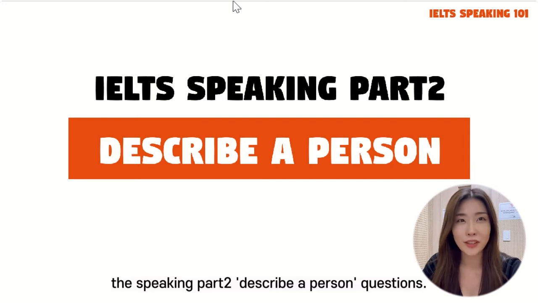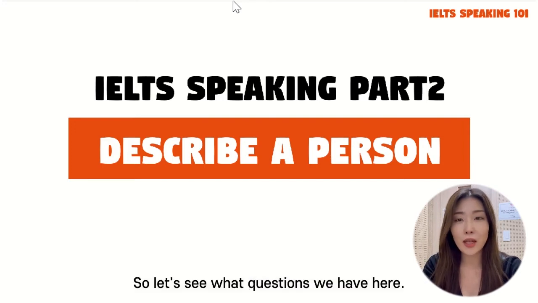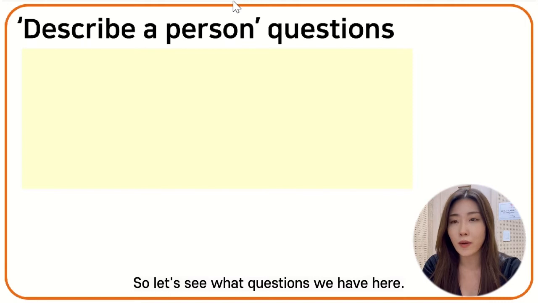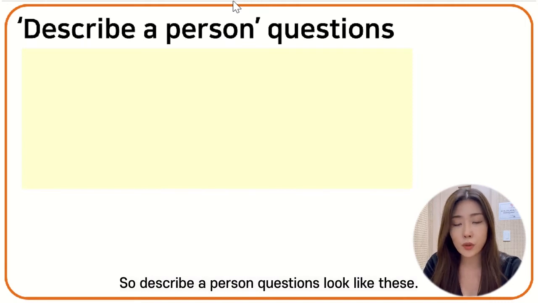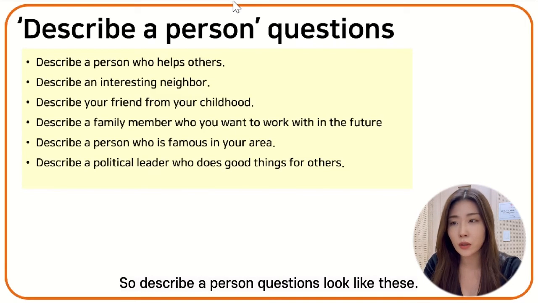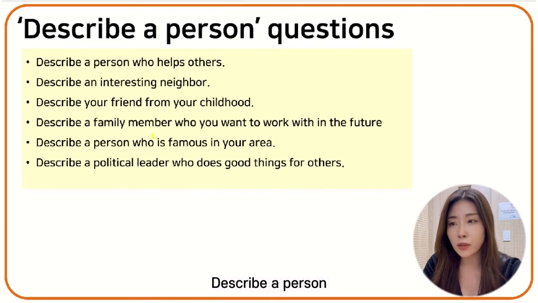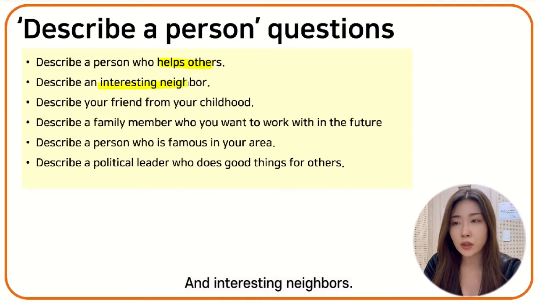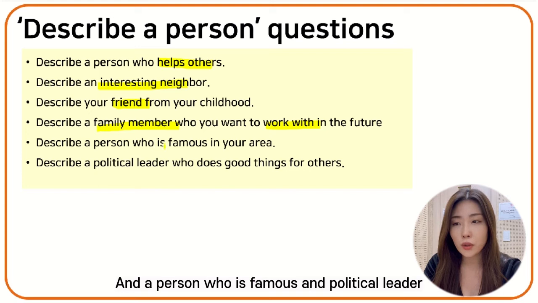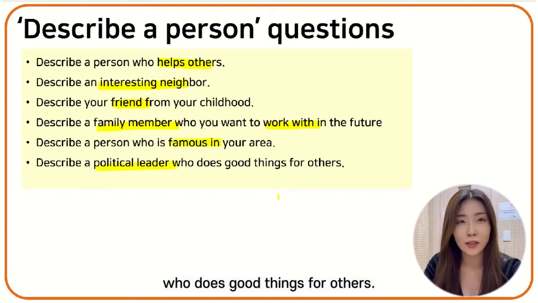Today we are going to take a look at the speaking part 2, describe a person questions. Alright, so let's see what questions we have here. The describe a person questions look like this. Describe a person who helps others, an interesting neighbor, a friend from your childhood, a family member who you want to work with in the future, a person who is famous, and a political leader who does good things for others.